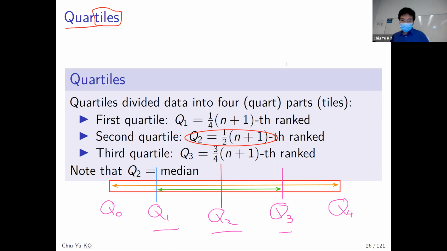So intuitively, it's simple. If n plus 1 is a multiple of 4, divisible by 4, then this definition is simple, because they're integers. There's no issue there. But if n plus 1 is not divisible by 4, there's a lot of issues there. Okay. And how to define Q1 and Q3? There is no universal rule, I would say. If you look at, say, the software package R, there are at least 9 different ways to define quantiles.